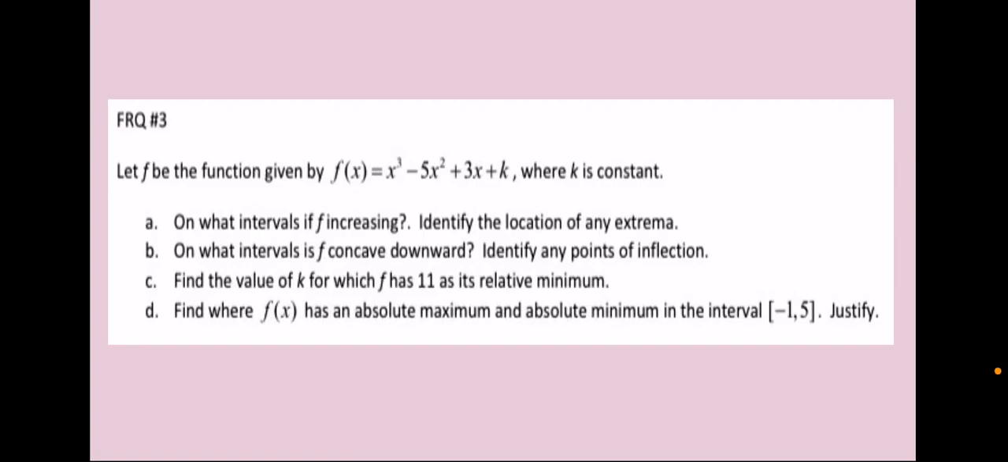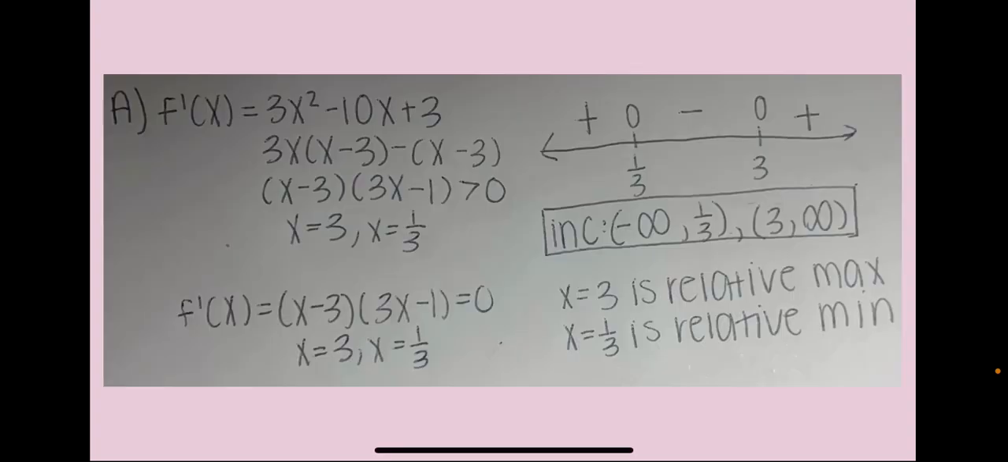Alright, so this question is, let f be the function given by f of x equals x to the third minus 5x squared plus 3x plus k, where k is a constant. And part A is asking, on what intervals is f increasing, and identify the location of any extrema. So f is increasing when f prime is positive.